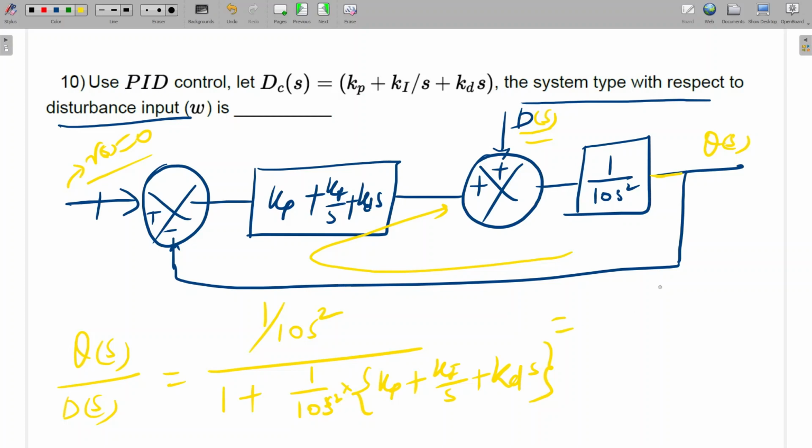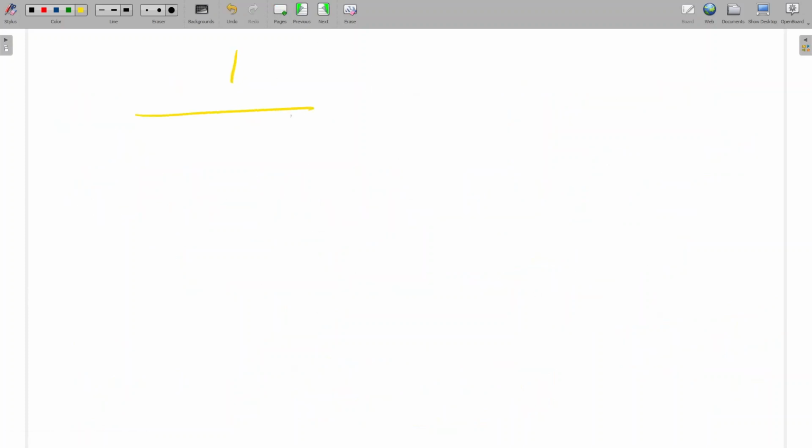Yes, sir. So that will be equal to 1 by Kp plus Ki by S plus Kd into S plus 10 S square. Correct? If we multiply 10 S square in numerator and denominator, the first term becomes 10 S square, plus Kp plus Ki by S plus Kd into S. Again we do some multiplication. So it will be 1 divided by 10 S square plus Kp plus Ki by S plus Kd into S. Now simplify this.